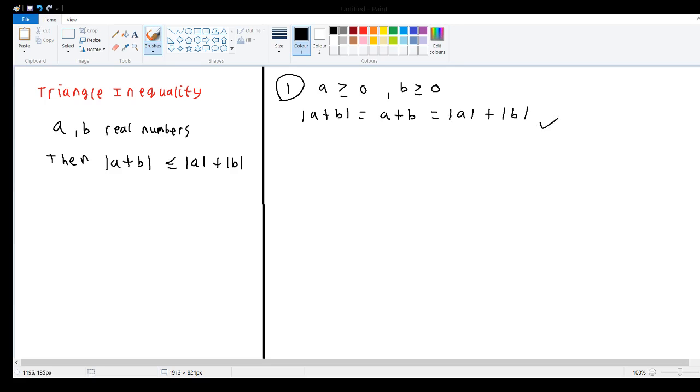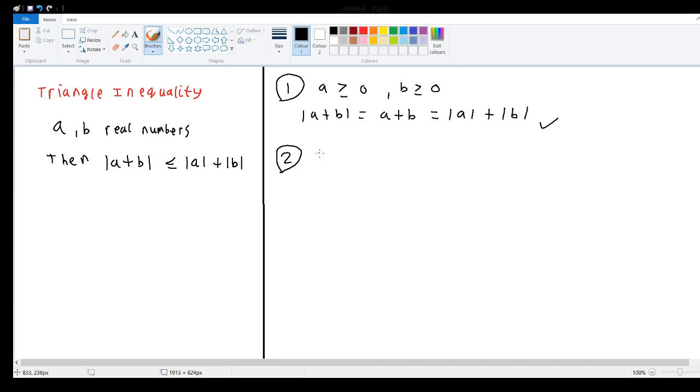And we're done, because a is greater than or equal to 0, so a is the modulus of a, and the same for b as well. We've shown equality here, and we wanted to show less than or equal to, but equality is still within that less than or equal to condition, so we're good. Case 1 is done.